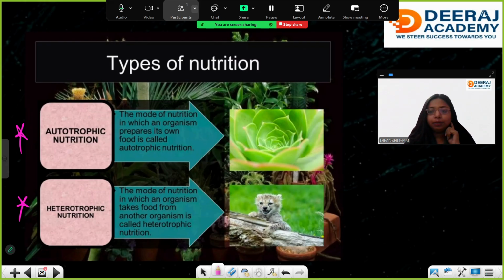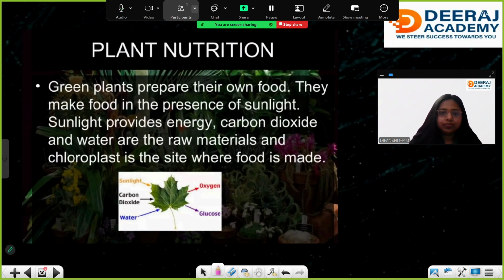What about heterotrophic, ma'am? Do we also prepare our food? No. We are dependent on plants. We are not in the sunlight with our food being synthesized with the help of chlorophyll. We don't have those kinds of mechanisms. We need to purchase vegetables or any kind of food from the market and then we eat. That kind of nutrition, where we take food from another organism or plant, is called heterotrophic nutrition.